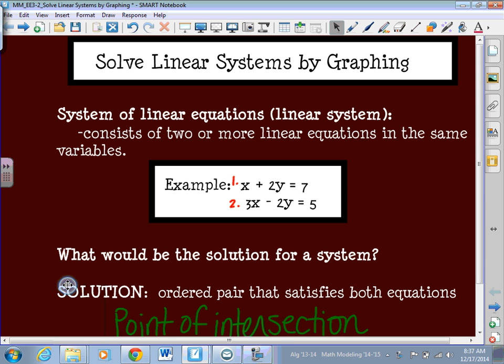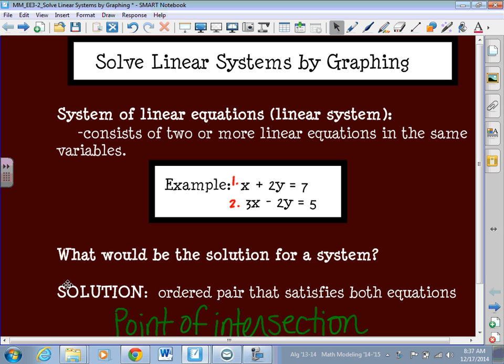Hi guys, today we are going to learn about solving linear systems by graphing. So this is the first time that you've seen the word linear systems, and what that means is two or more linear equations. We've been solving one linear equation, solving for x or for y or whatever the variable is. Now we're going to solve two equations and figure out what their solution is together.